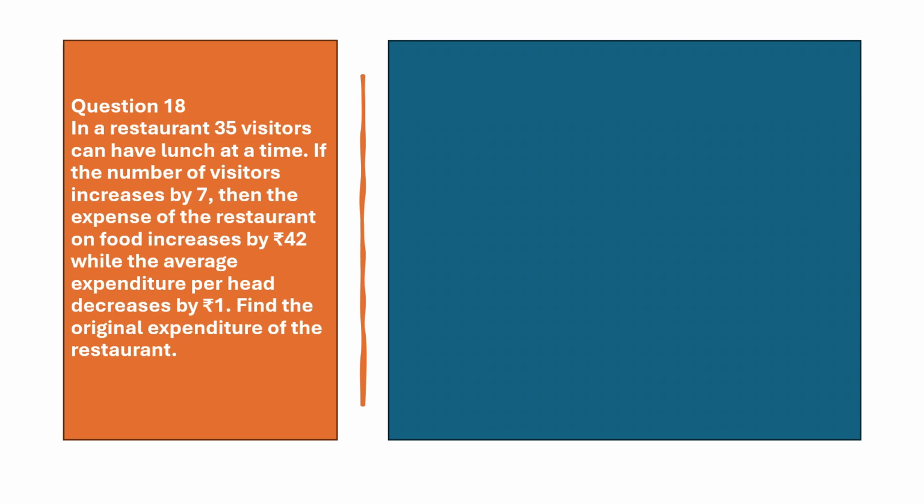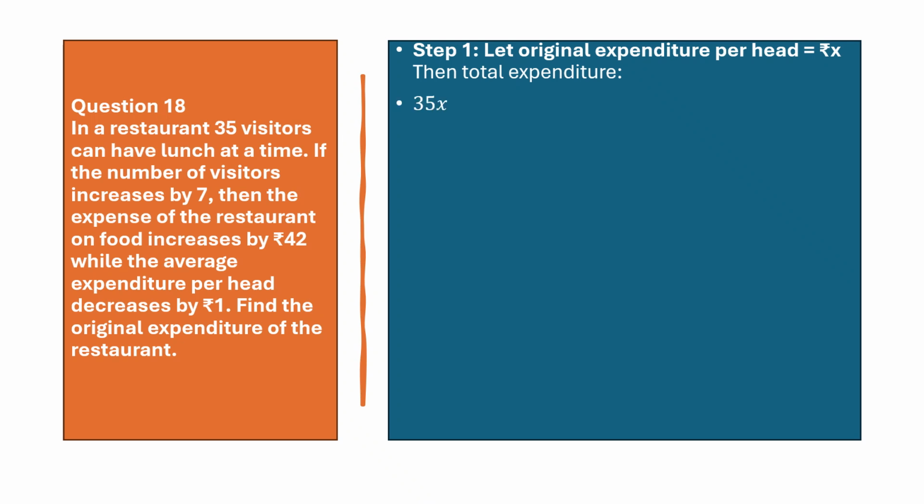Question 18. In a restaurant, 35 visitors can have lunch at a time. If the number of visitors increases by 7, then the expense of the restaurant on food increases by rupees 42, while the average expenditure per head decreases by rupees 1. Find the original expenditure of the restaurant. So now here the original expenditure per head we need to consider as rupees X. So total expenditure will be how much? Total are 35 visitors. So 35 into X.